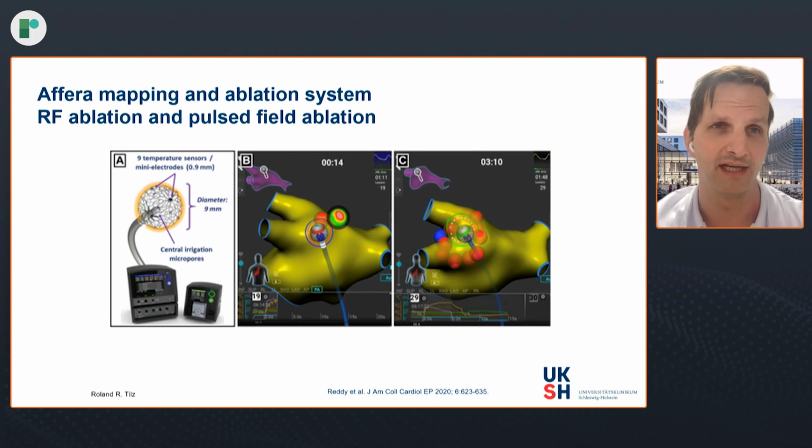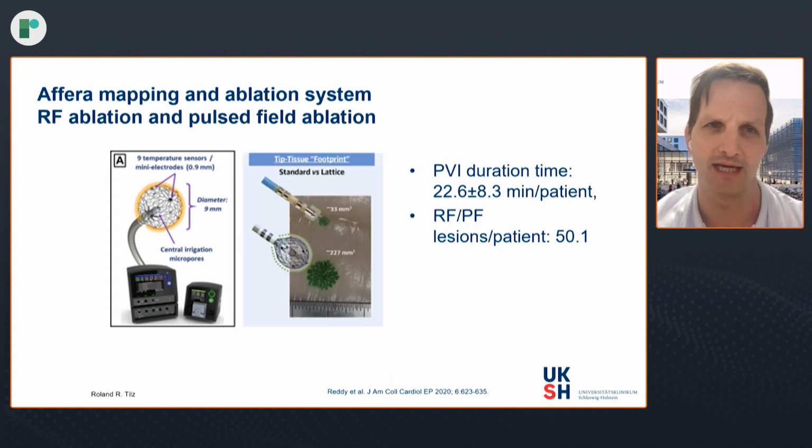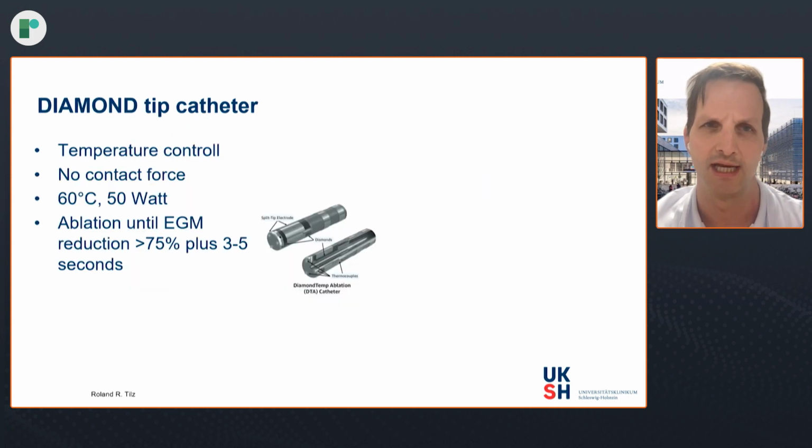What other catheters are available? A very special catheter is the Affera mapping and ablation system, because it's not a solid tip catheter, it's a mesh catheter with a 9mm diameter of the tip, a central irrigation with micropores. It allows mapping and ablation, and you have a very large footprint of the catheter as compared to a conventional catheter. And in addition, you can not only deliver RF energy, but also PF energy, pulse field energy. Overall, the procedure time, or the PDI time, was 22 minutes in this cohort of patients.